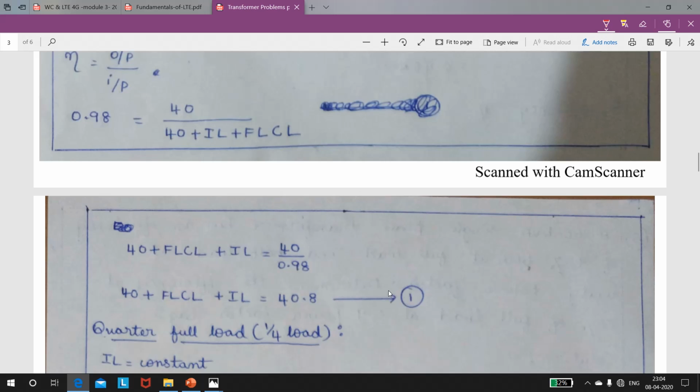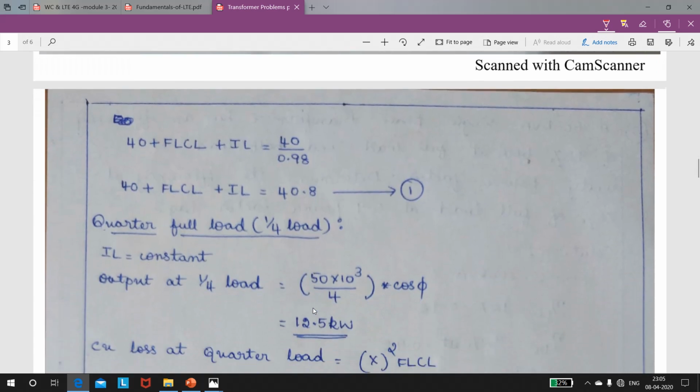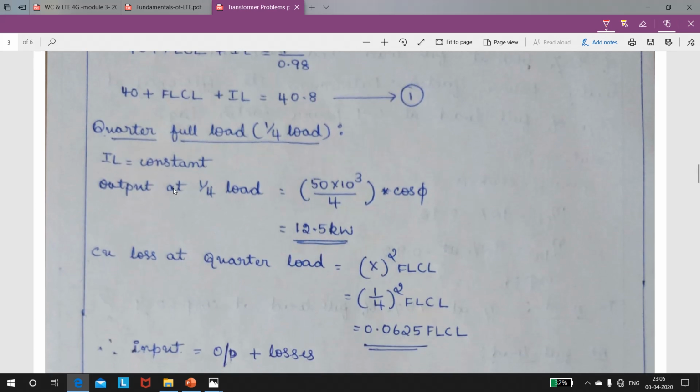Now same procedure I am going to follow for the next type of the load, that is for 1/4 load. Again I will get a second equation. So use the two equations to find out the variables. So quarter load. Again I have to calculate the output at quarter load. So output at quarter load will be 50 kVA divided by 4 into the power factor. Next, iron loss is constant, that is what I have written here. Copper loss changes. So copper loss you have to calculate for quarter load.